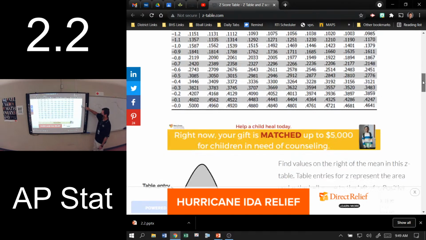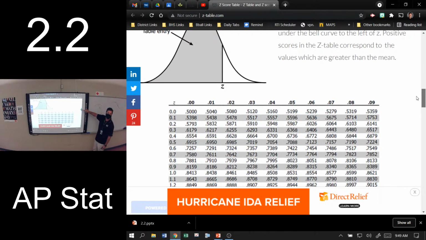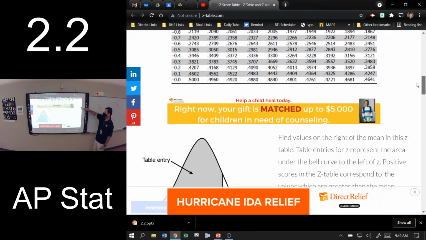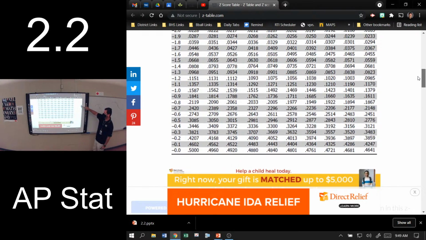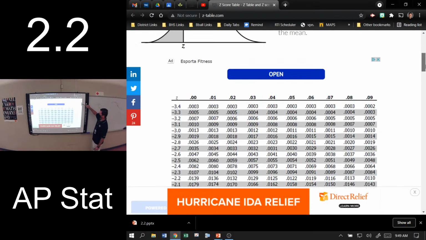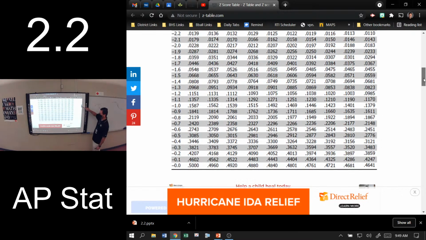Now the positive z-scores, guess what? Never mind, I'm not gonna do that yet. I get too busy as you guys are learning. So negative 0.5. 0, 1, 2, 3, 4. And you can see up at the top it says 0.04. So that's the z-chart, or table chart, or whatever you want to call it.